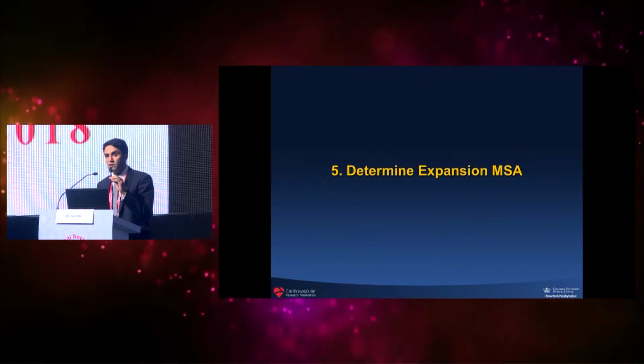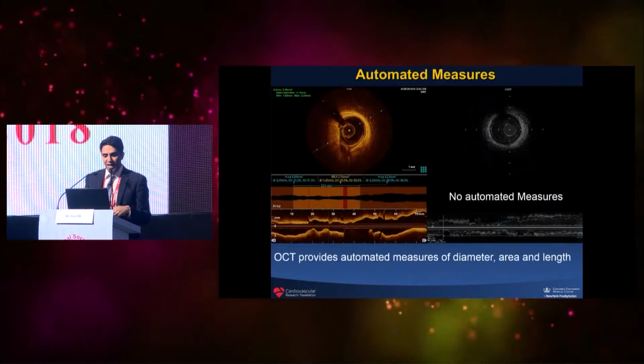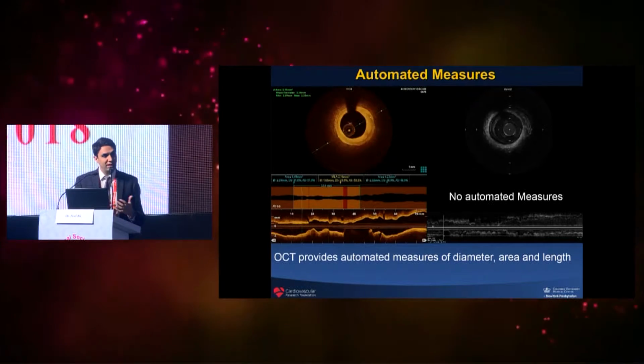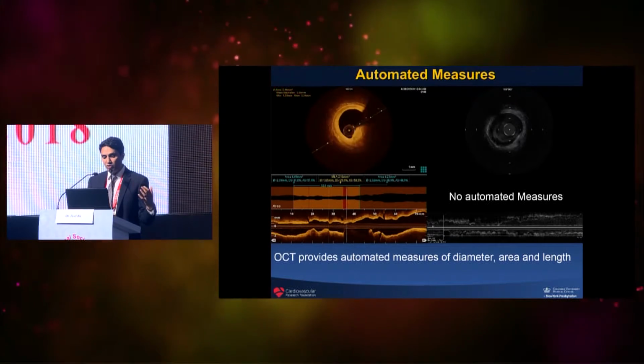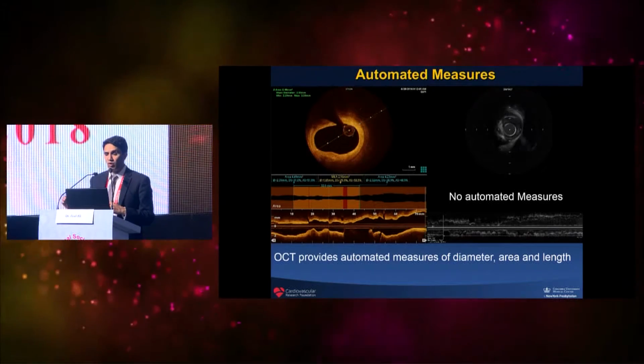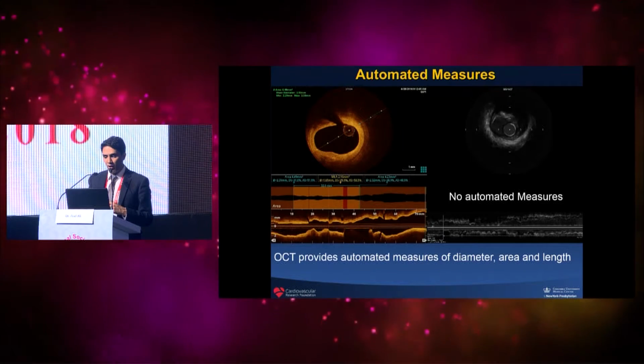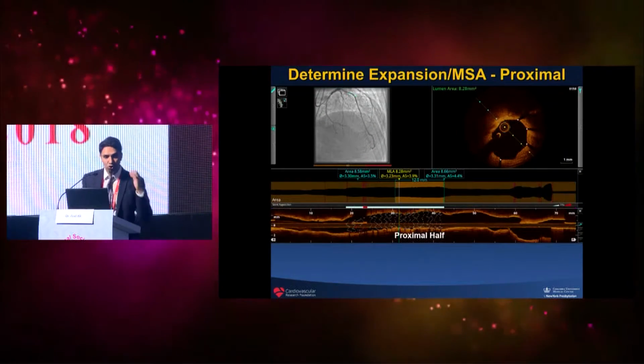Once we've placed our stent, of course, we want the OCT to be able to help us determine whether or not we've achieved expansion easily, reliably, and predictably. And this is the major advantage of OCT over IVUS. Here you can see OCT provides all of the measurements automatically, whereas IVUS requires manual interpretation, introducing the problem of human error.